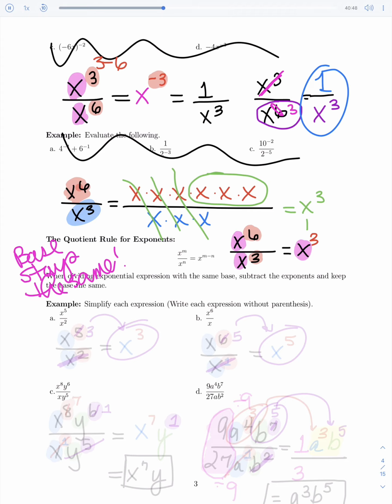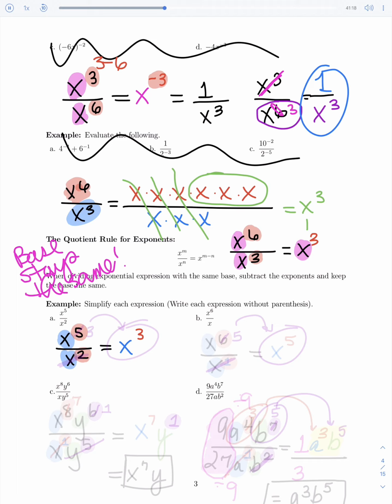Let's start on problem A. Well, on problem A, we have x to the 5th over x squared. Well, the base does match. The base is just an x, so that will stay the same, and we can do operations because the bases match. When you're dividing, we have a 5 and a 2 as our exponents. What do we do to our exponents? We subtract, which will give us 5 minus 2 is 3.